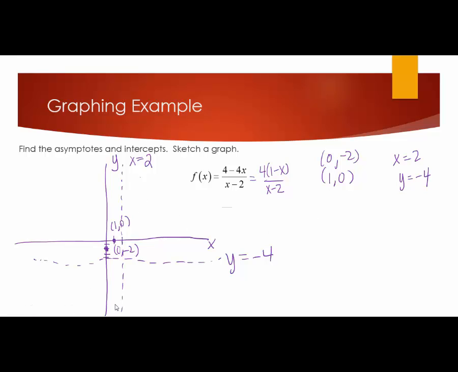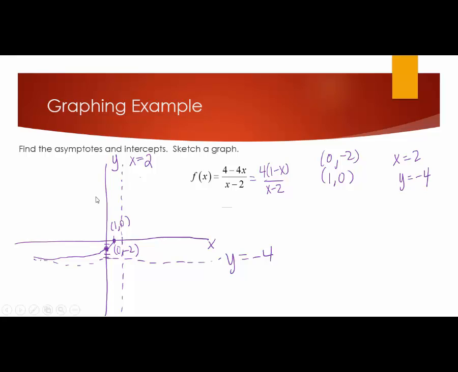Let's see what we can sketch with just the values that we have, and as needed we can put in some more test points. I know that my graph has to start really close to y equals -4, so I'm going to start out here really close to this line and come through my vertical intercept, 0, -2, and then I also need to come up and pass through the point 1, 0.